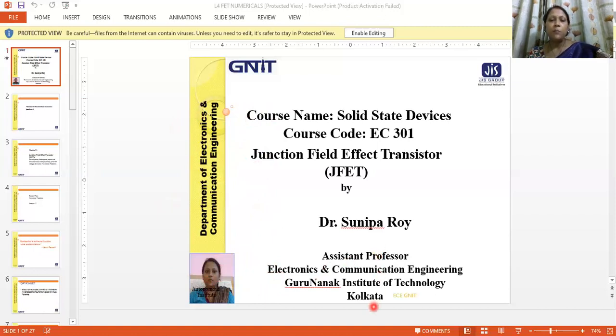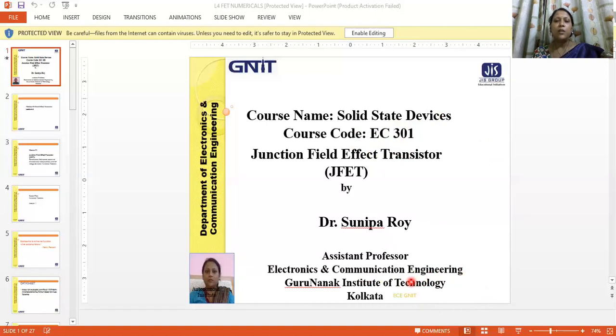Similarly, if we express it in the form of transconductance, then we can write that gm equals minus 2 IDSS by VP in bracket 1 minus VGS by VP, or gm equals gm0 times 1 minus VGS by VP, and mu equals rd gm. Now let us explain what is mu, what is rd, what is gm elaborately. So moving to our next slide.